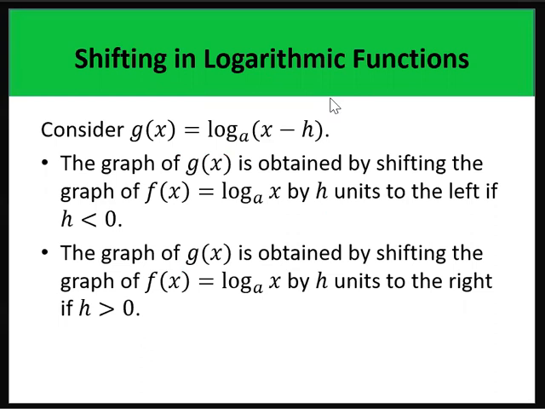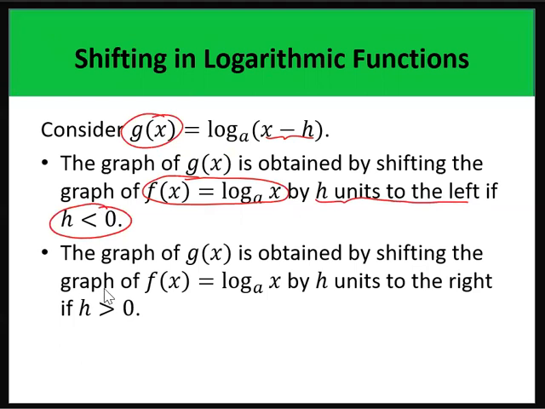Now, since you already know the graphs of the basic logarithmic functions, this time let us try to graph a logarithmic function that would involve horizontal and vertical shifts. So let's consider the function g of x equals the logarithm of x minus h to the base a. The graph of g of x can be obtained by just shifting the graph of the basic logarithmic function, logarithm of x to the base a, by h units to the left if h is less than 0. Now, if h is greater than 0, then the graph of the basic logarithmic function will be shifted by h units to the right.